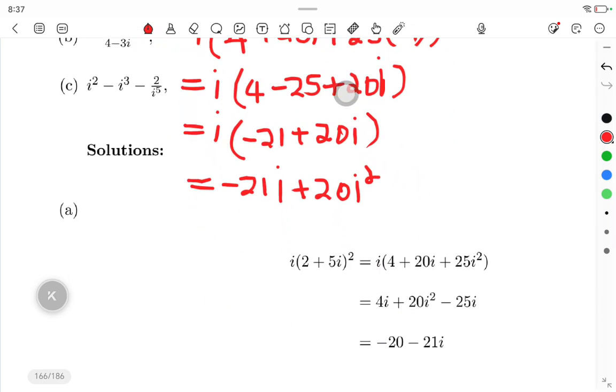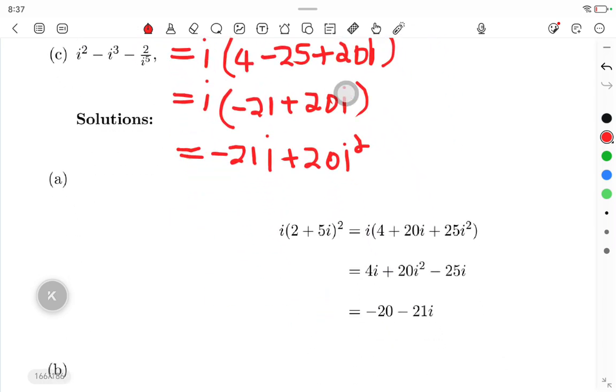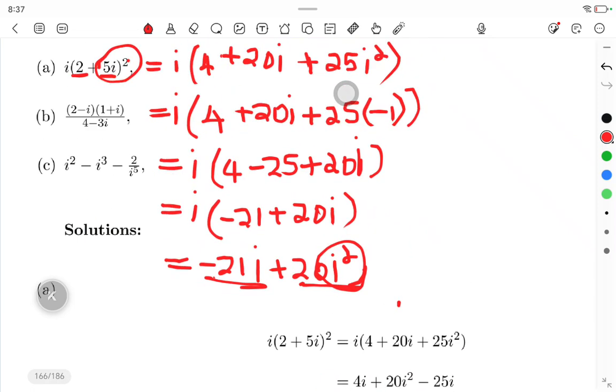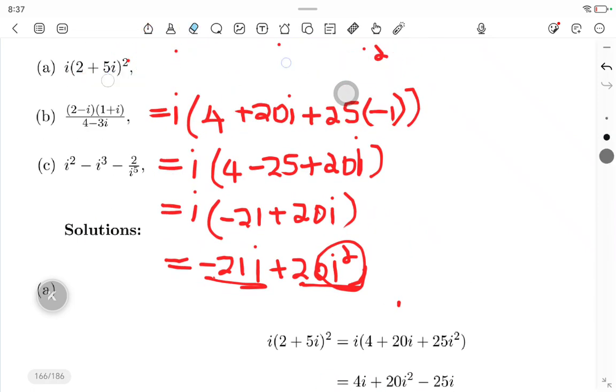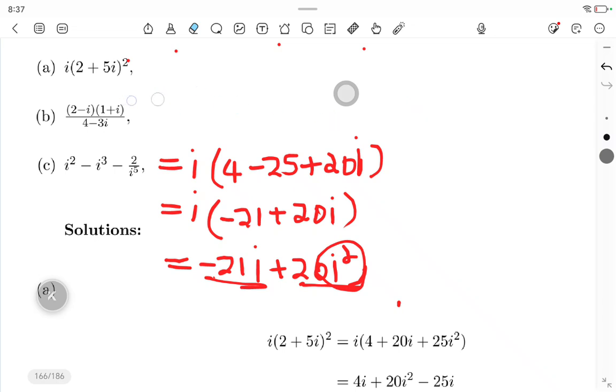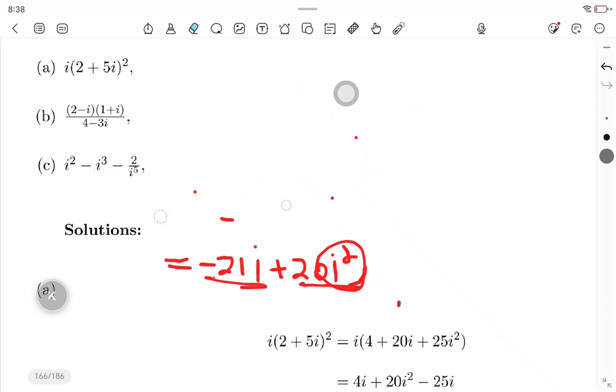Now, we look at b. It is much better if you start by simplifying the numerator, then you treat everything in the form of z over w. So it is much better if we start by simplifying the numerator. We get 2 plus 2i minus i squared, all over 4 minus 3i.